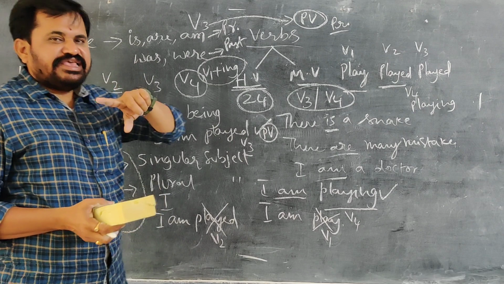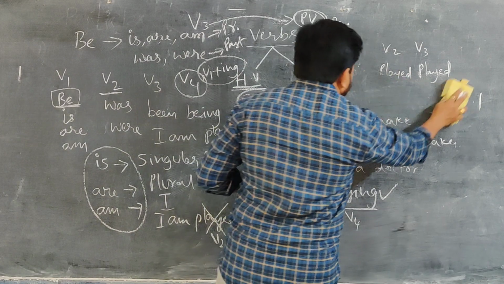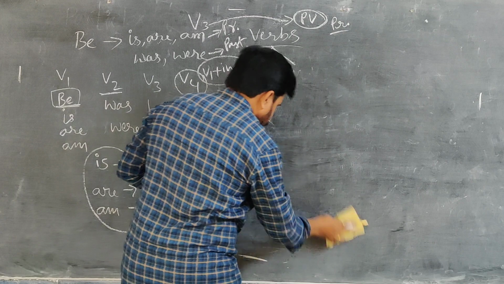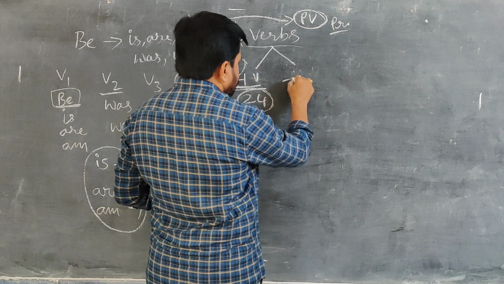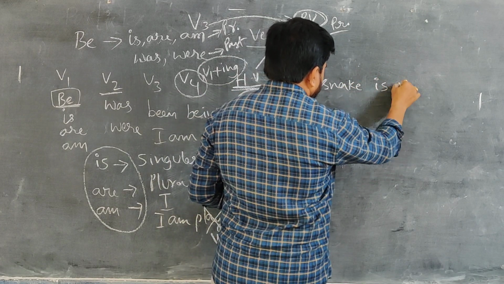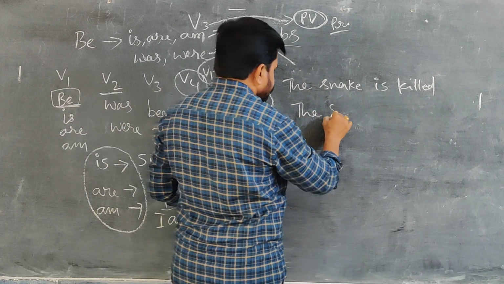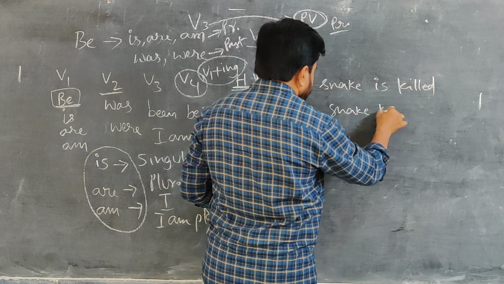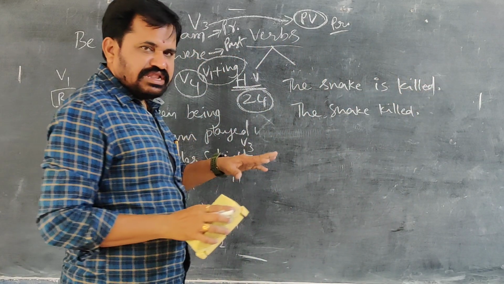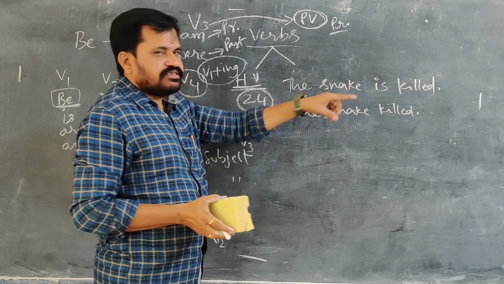For example, the snake is killed. The snake is killed. What meaning does it give? If you write 'the snake killed', what is the meaning? Is there any difference in meaning at first? The snake killed, the snake is killed.